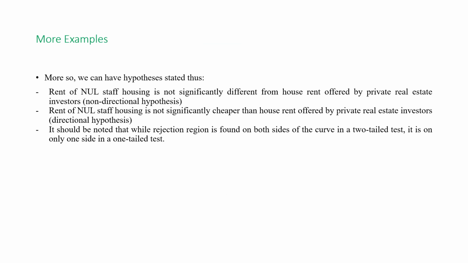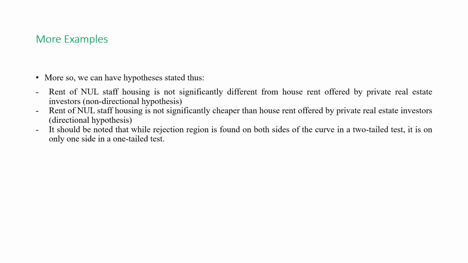So there could be many other examples. For example, we can have a hypothesis stated thus: rent of NUL staff housing is not significantly different from house rent offered by private real estate investors. This is a non-directional hypothesis. It's a two-tailed hypothesis. It is not directional.